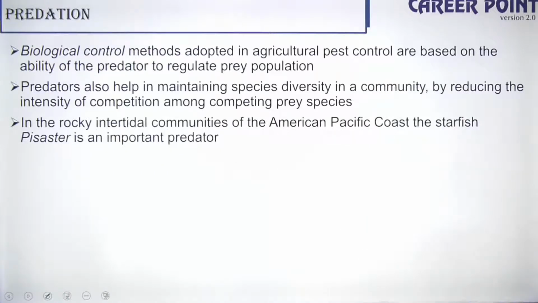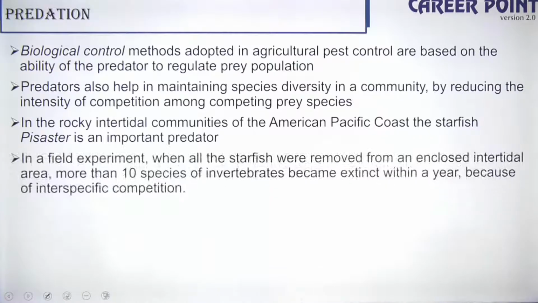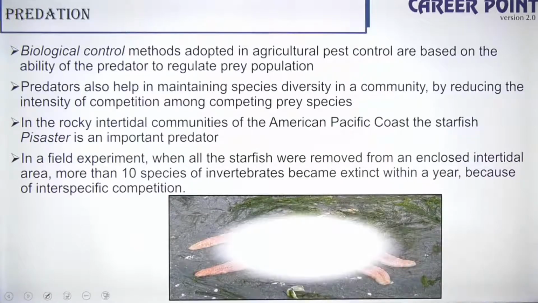Alright, so one example is the starfish that we spoke about. If the starfish is taken out, then 10 species of invertebrates became extinct, right? So this was one example that we were talking about.